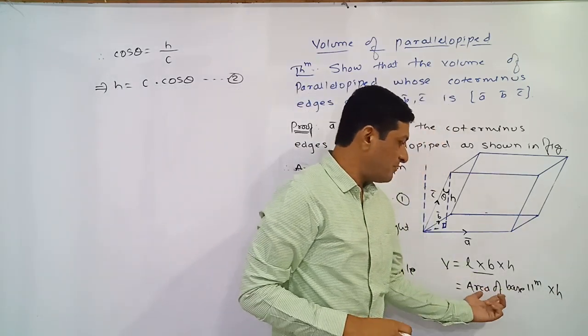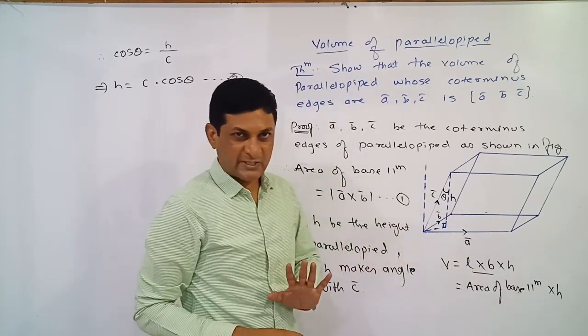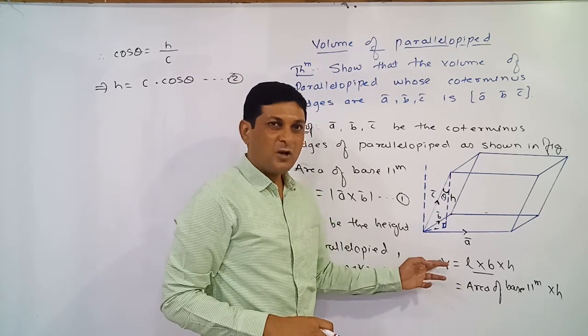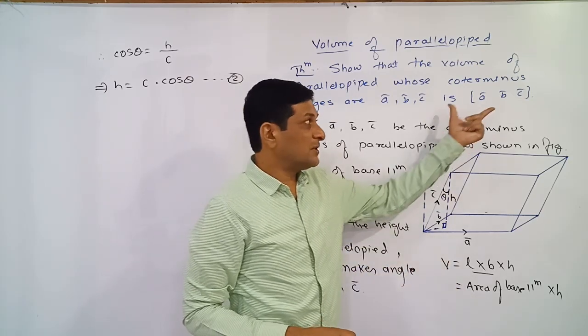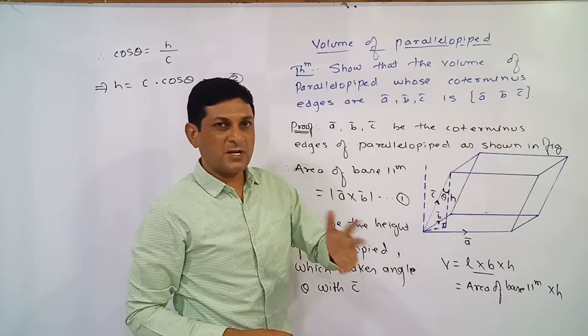So now this is our second required value, h. Now the area of the base parallelogram is also known to us and the value of h is also known to us. Now if we substitute these values in the formula, we will get the volume. But now we have to show that the volume is equal to the box product. That's why we will again require one important result.